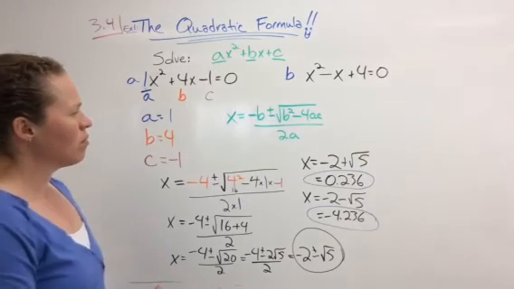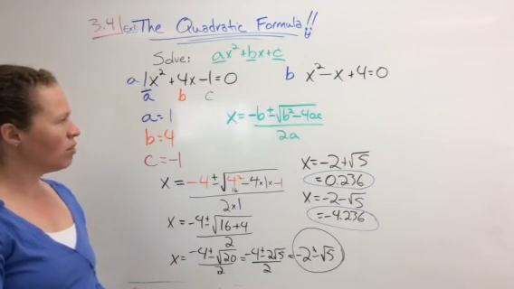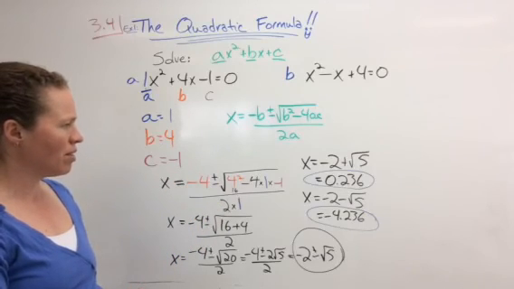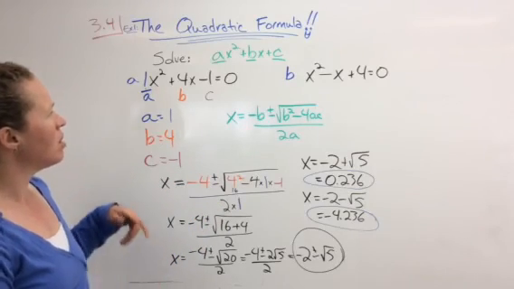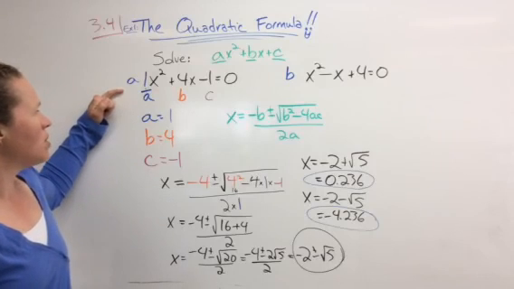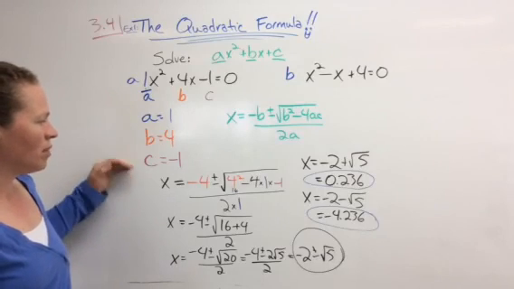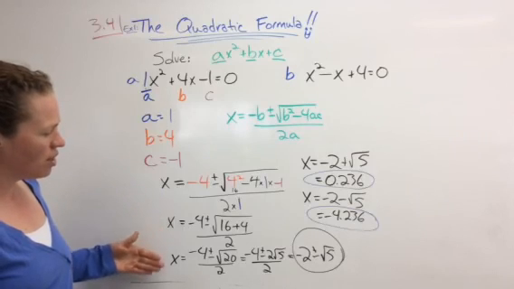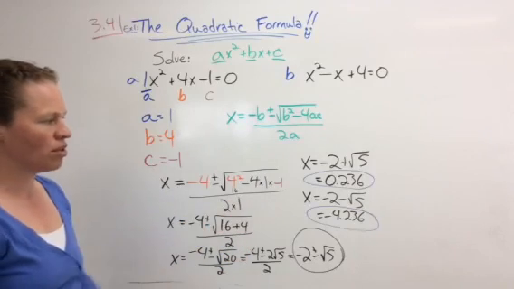I'm going to erase this before I start with B, because obviously this takes quite a bit of space. But as we can see, the first step is to identify your A, B, and C. The second step is to put them into the formula where they belong. Then you just simplify the formula and work out your two answers.